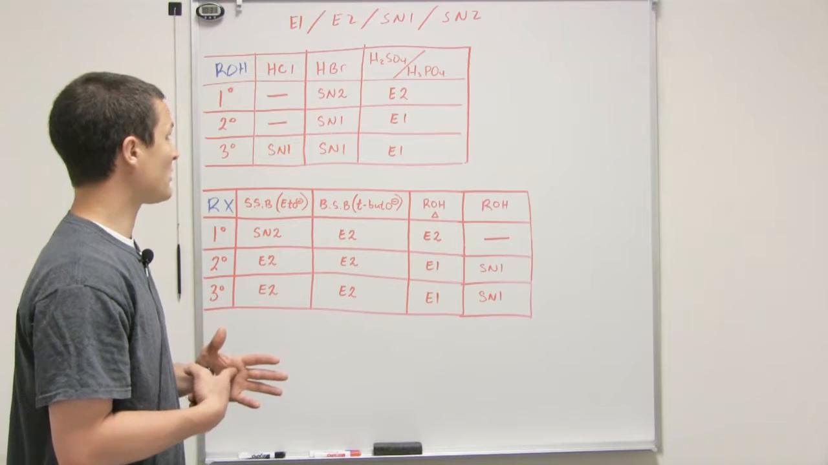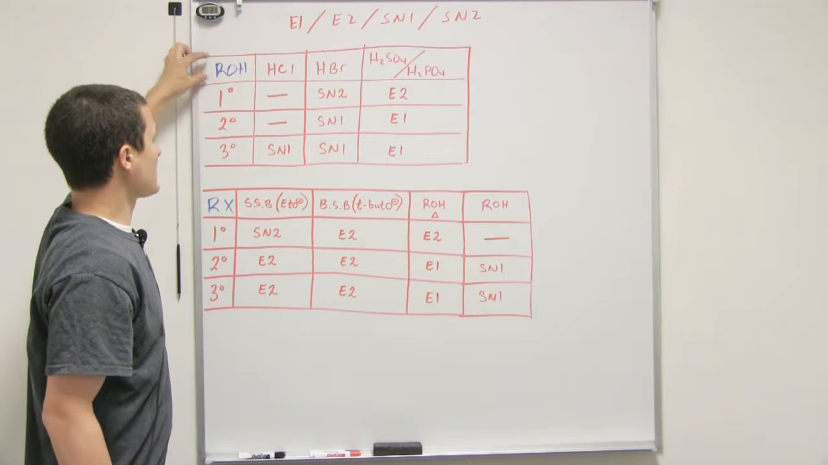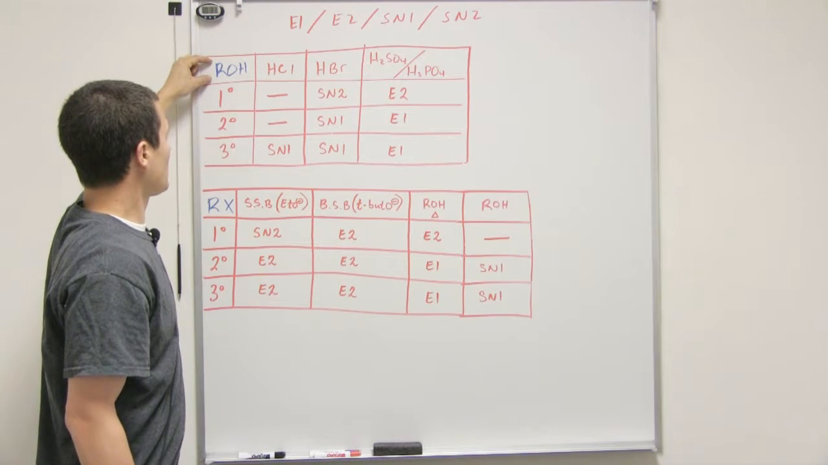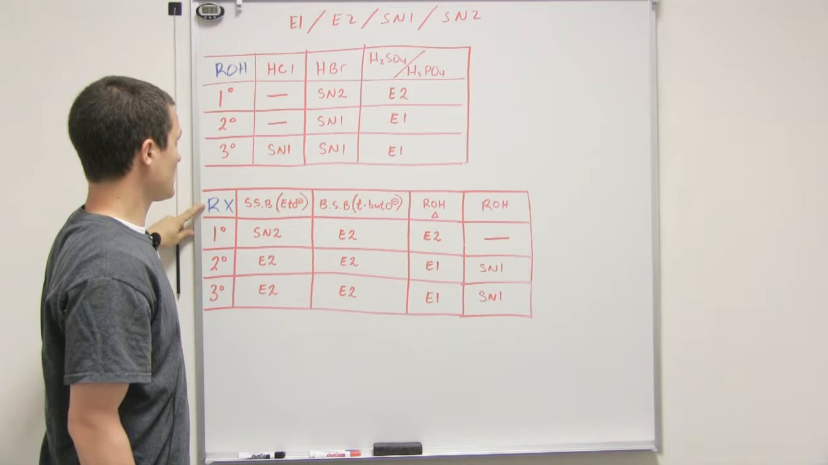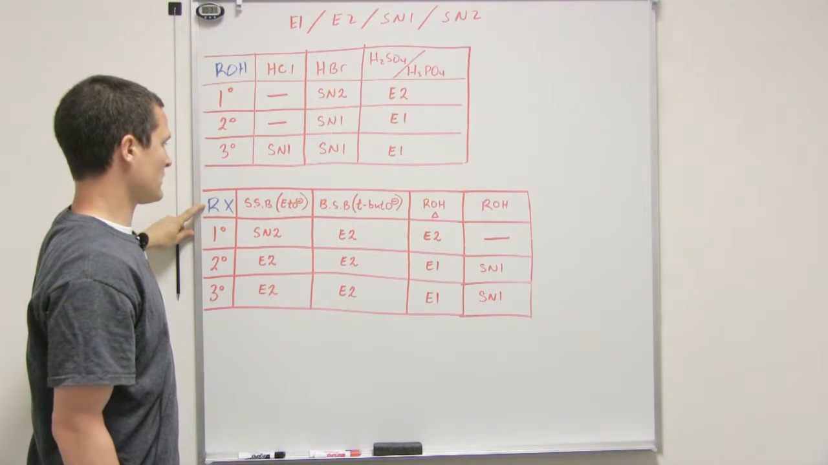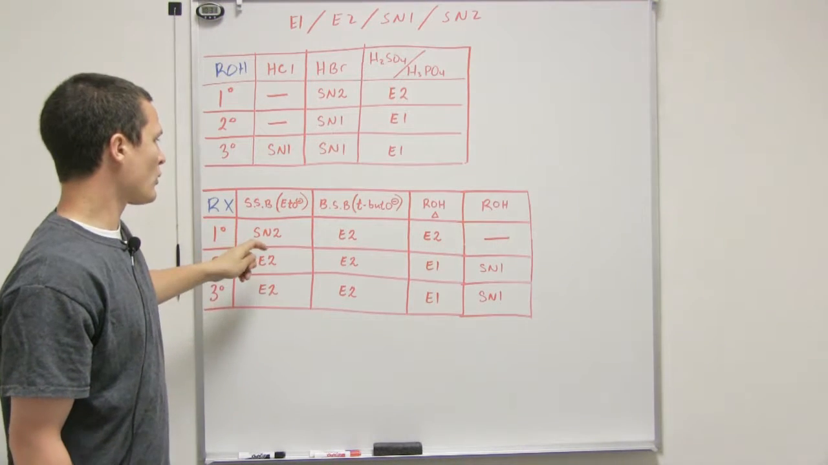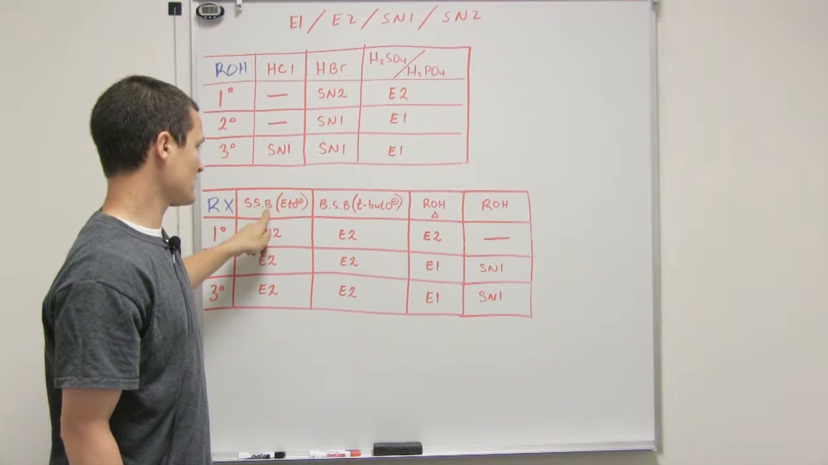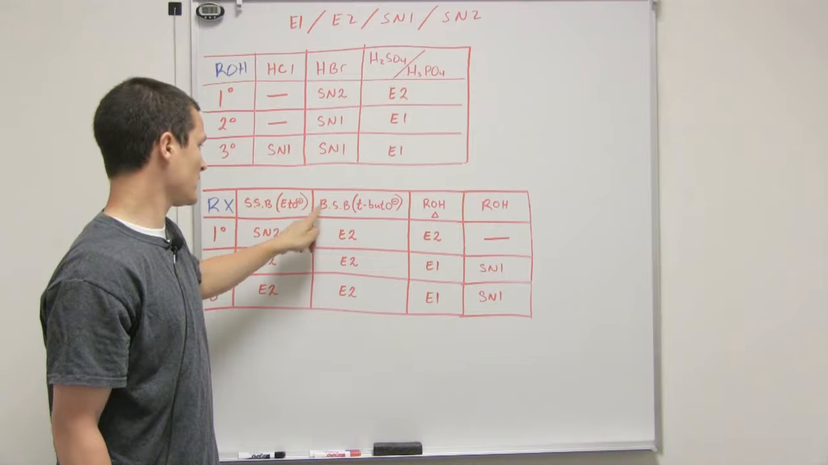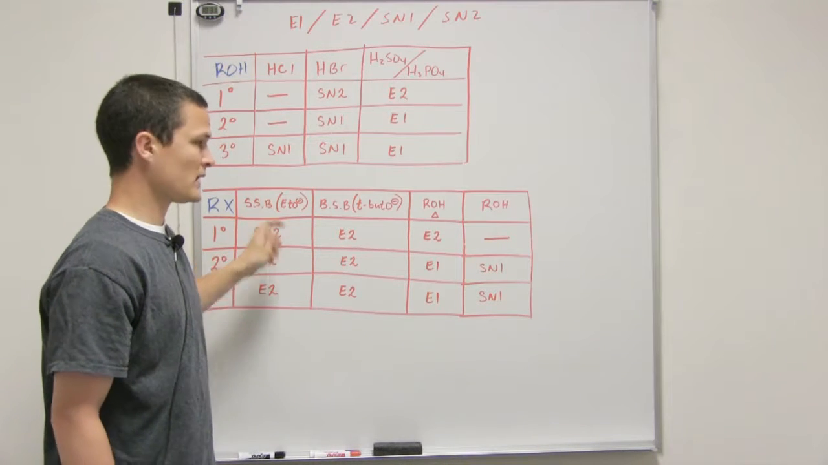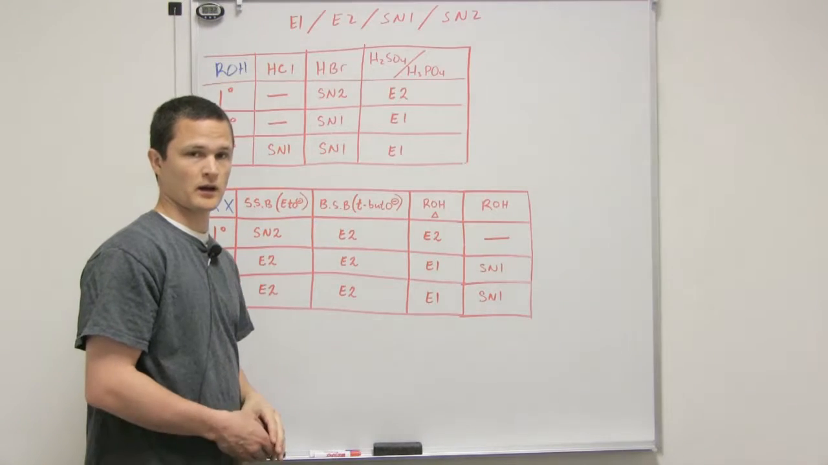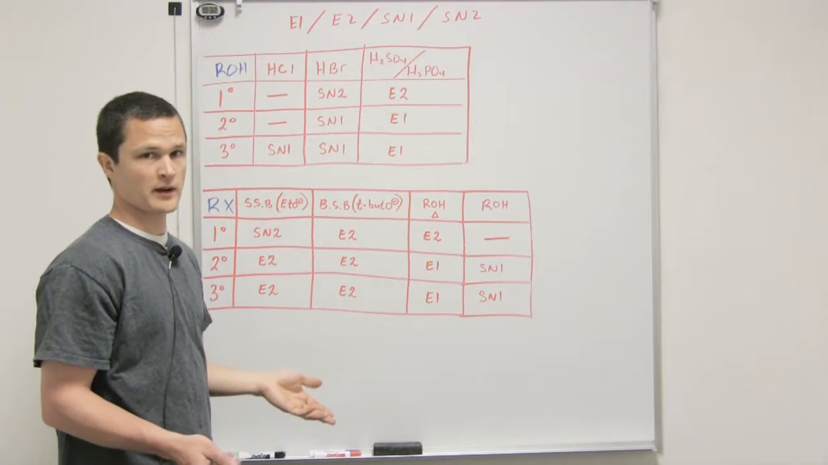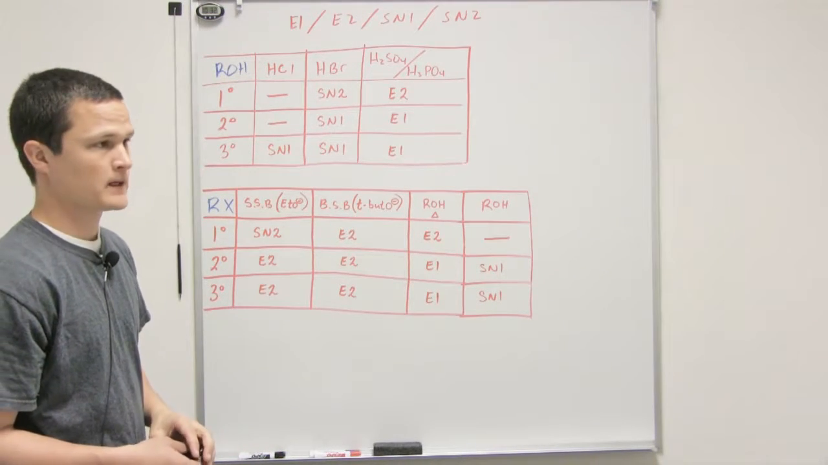And those two things are, what is the substitution of the alcohol or the alkyl halide? And in the case of the alkyl halide, what is the size of the base? Is it big or small? And that will help us predict what mechanisms can go by and what products we'll get.